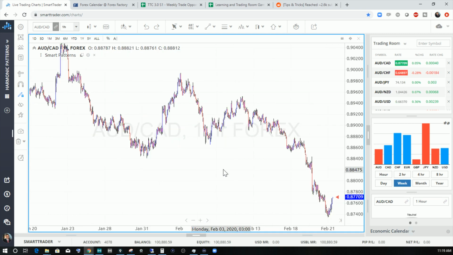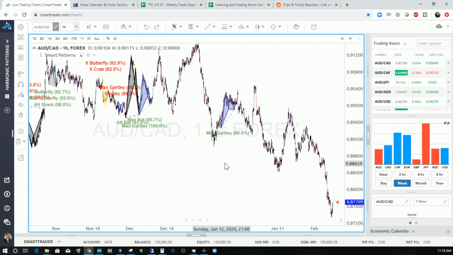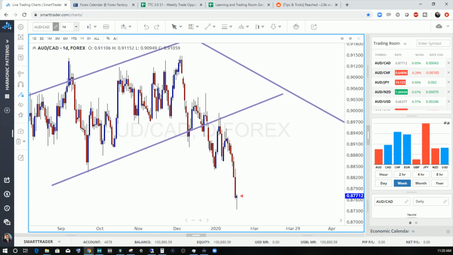Now I want to say this too. The lower the time frame, the more patterns you're going to get in that direction, but you may also get more false signals. But if we stick to a strategy that allows us to trade in the direction of the trend, at least we're giving ourselves a higher probability for success. Very important that you do that. Okay, so let's continue with our analysis right here.